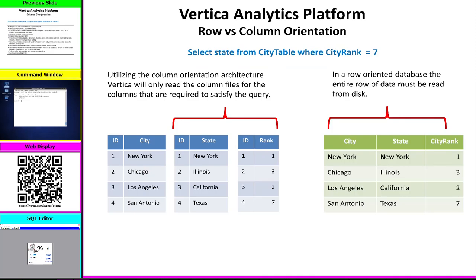Another difference between row and column orientation has to do with the retrieving of data. Looking at a simple select statement against our city-state table, where all we want is the name of the state where the rank is equal to 7. In a row-oriented database, all the data from each row must be retrieved in order to evaluate our query. In our query, the city column is not required, but we must transfer it along with the state and rank columns because they're all combined in the same data block. In column orientation, since the column data is stored separately, only the columns necessary for the query need to be transferred.